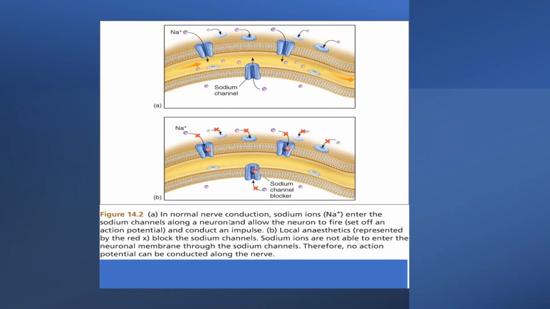In normal nerve conduction, the sodium ions always enter the sodium channels along the neuron and allow the neuron to fire or set off an action potential and conduct an impulse. So usually they go in, but the local anesthetics, represented by these red X's, block the sodium channels. If the sodium channels are blocked, the sodium will not go in, and then no action potential can be conducted along the nerve. For the time this is blocked, sodium is not going in, action potential is not there. So that part will become unconscious, not active.